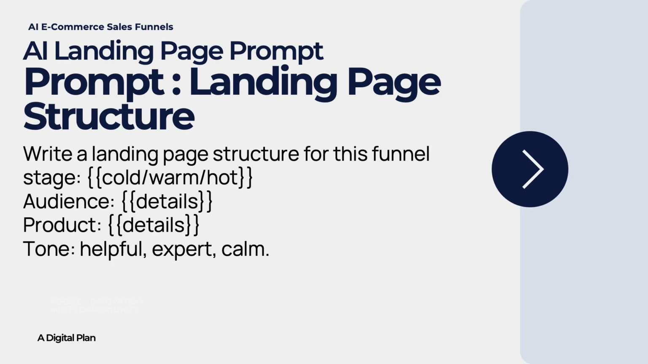Write a landing page structure for this funnel stage. Cold, warm, hot. Audience details, product details. Tone: calm, helpful, expert. That will then create the funnel. So what I would do if I was you is set the stage to warm and hot, say what your audience is, and show the product. You can just do a link over to it and it will start building out the landing pages.